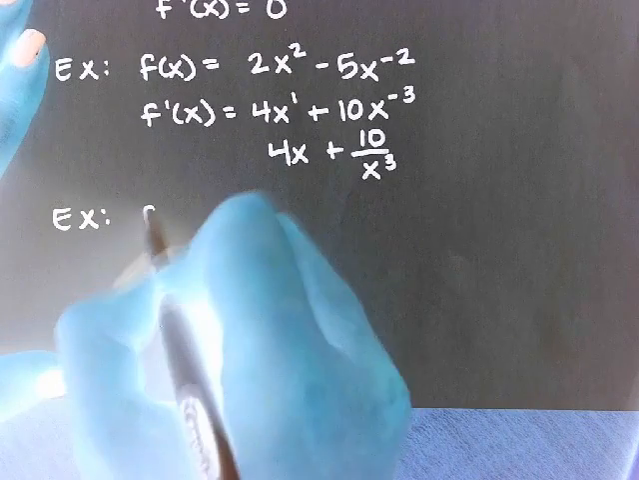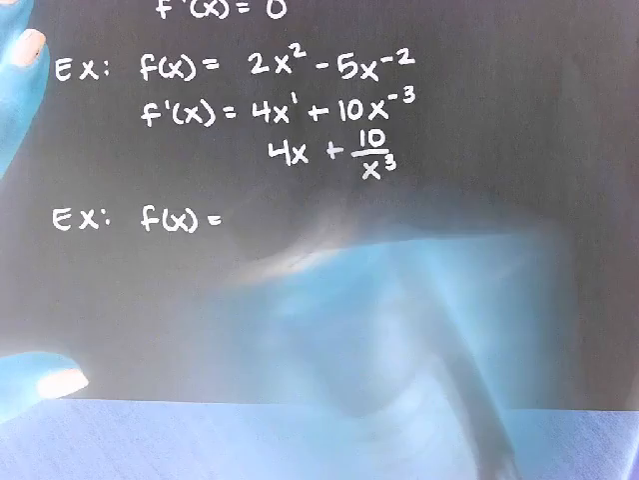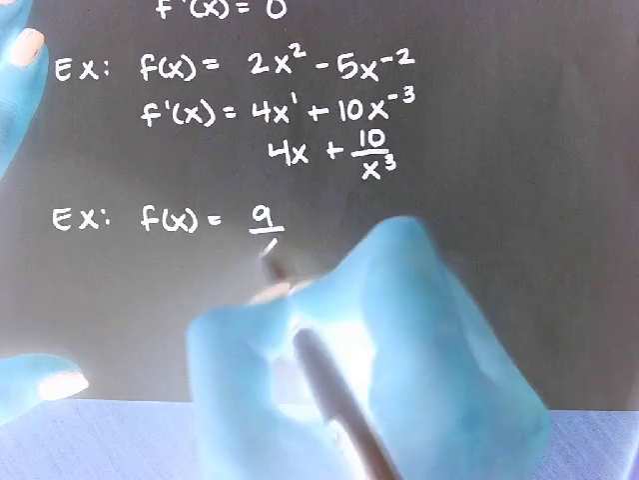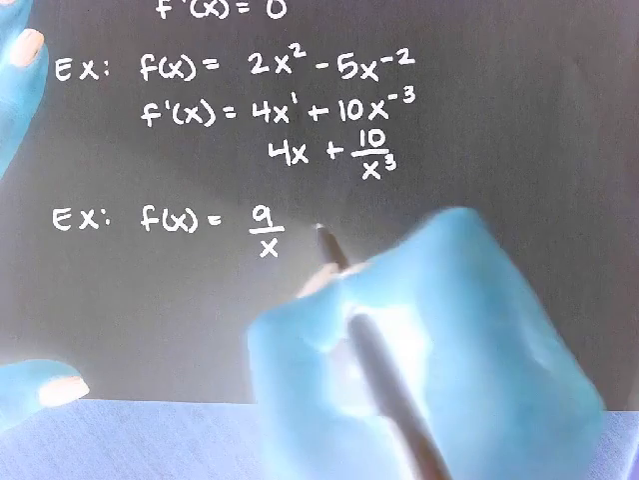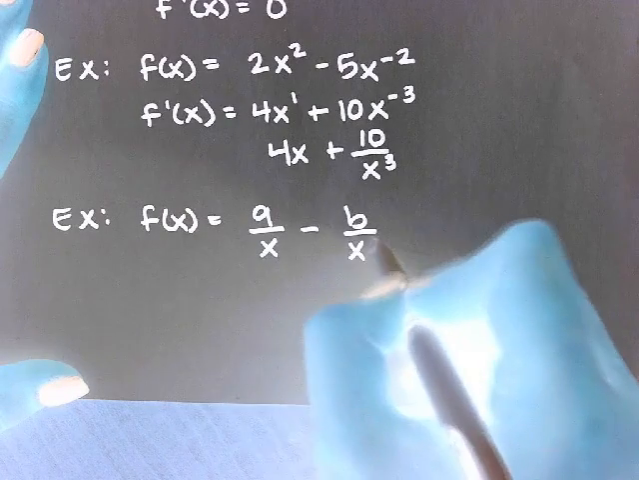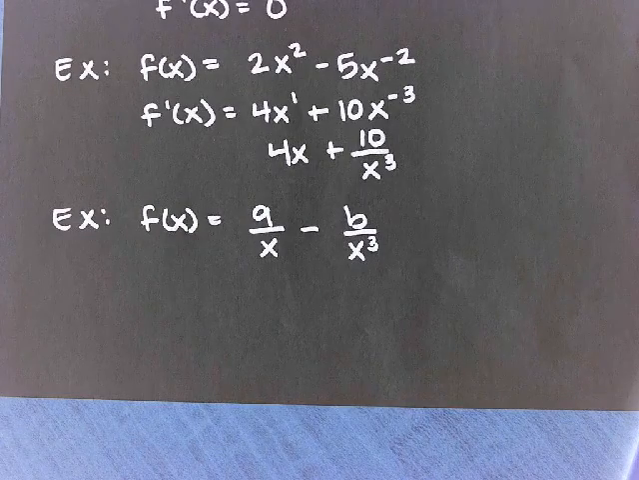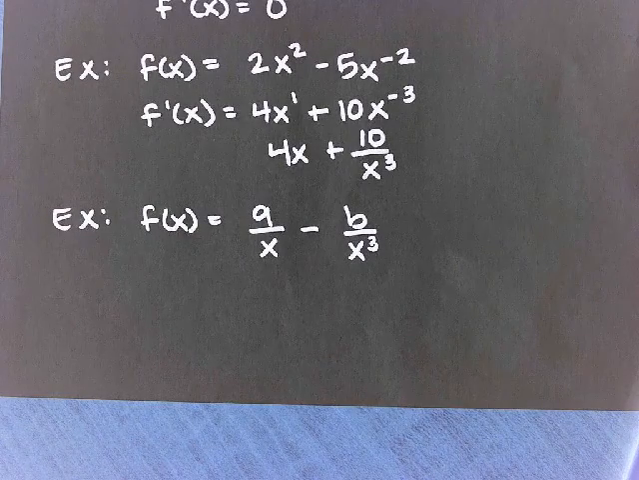Ooh, I have one for you. We're gonna see how we like this one. We're gonna do this first, and then we're gonna go into the product rule and quotient rule. So a over x minus b over x to the third. a over x minus b over x to the third.